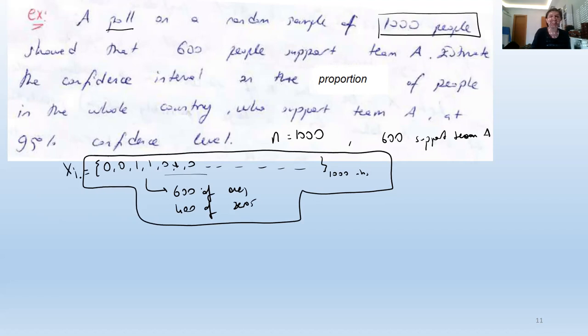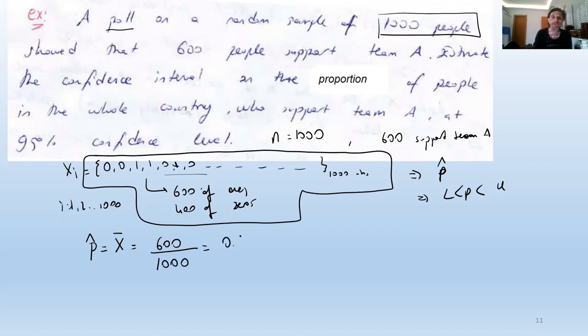Now, given this sample, where each Xi, with i from 1 to n, is a Bernoulli trial, can we determine p hat, and can we come up with a lower and upper confidence interval for p? That's very easy. As I said previously, p hat is simply equal to x bar, the maximum likelihood estimator. We have 600 ones, so x is equal to 600, divided by the 1,000 people asked. So 0.6. This is the point estimate of the proportion of people who support team A, or the point estimate of the Bernoulli distribution parameter p.